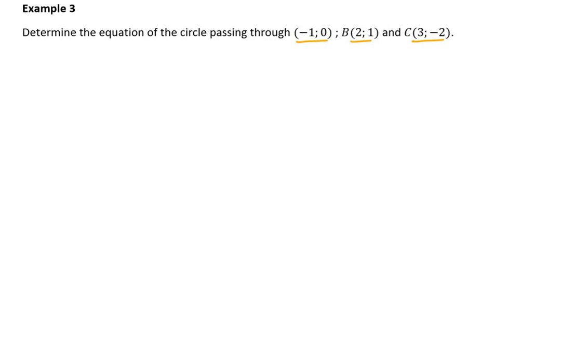Now, there are 3 unknowns in any circle, because any circle is x minus a, so you need to know a, and it's y minus b, so you need to know b, and you need to know r. So 3 unknowns, 3 points. This is sounding very much like a simultaneous equation. Now it's a fairly mean simultaneous equation because we've never done one like it. But there's no time like the present to try something new. So if I substitute in -1, 0, I'll get -1 minus a squared plus 0 minus b squared is r squared.